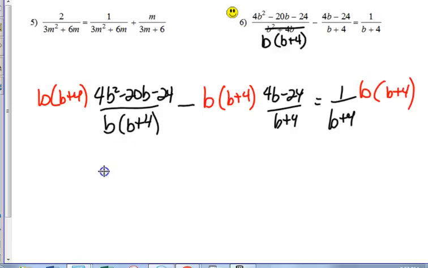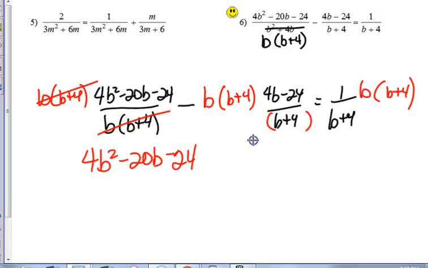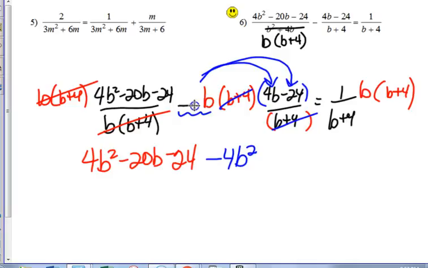Okay. I know some of you skipped this step of writing it out. That's great. I'm just trying to make sure everybody knows what's happening. So here both cancel. We just end up with the numerator 4b squared minus 20b minus 24. What happens here? The b plus 4 cancels. So we need to distribute what here? The negative b. Yeah, if we do this all at once, we're going to distribute a negative b to both of those. So we're going to get a negative 4b squared and negative b times negative 24b plus 24b.